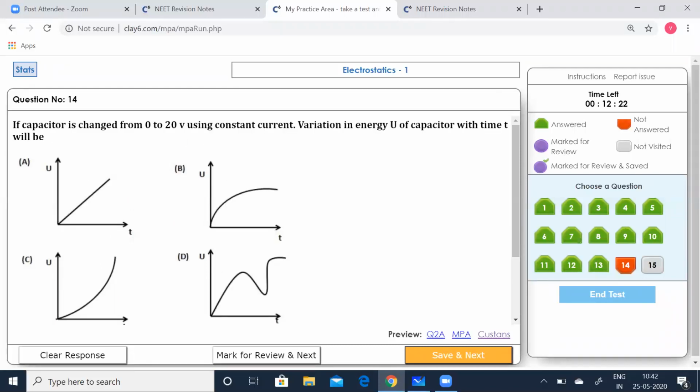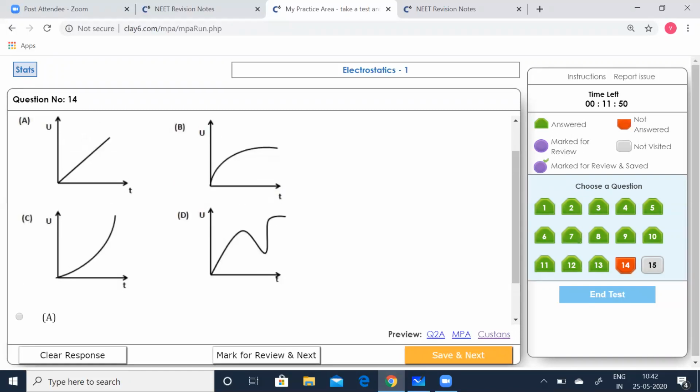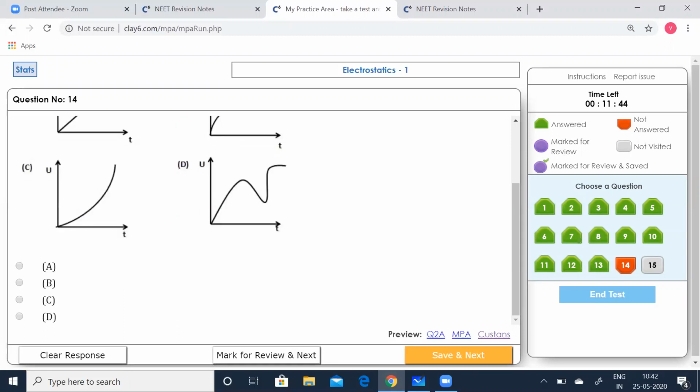If a capacitor is charged from 0 to 20 volts using constant current, what will be the variation in energy U of the capacitor with time t? Look into the graph carefully. A is a linear graph. B and C are exponential graphs, and D is a non-linear one. B shows an exponential increase and C shows an exponential decrease. So, which can be the correct option?